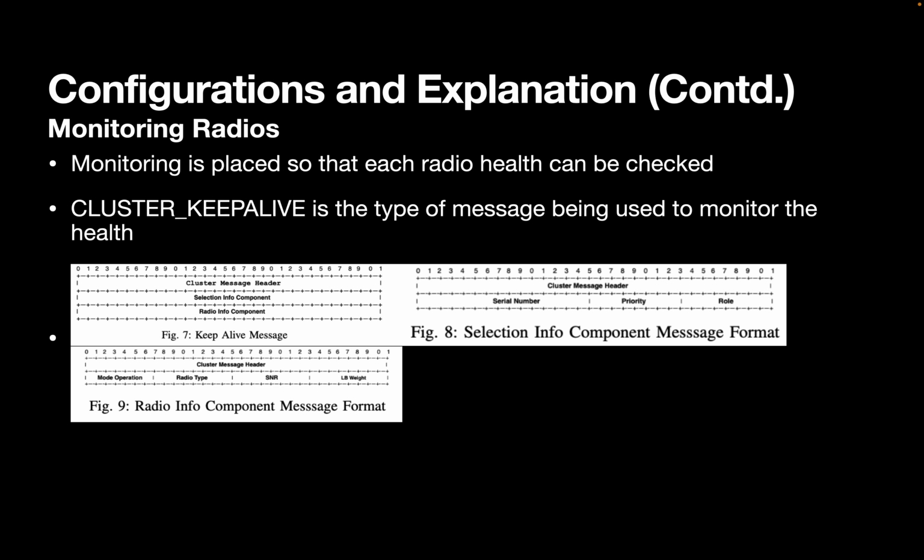The radio info component message format has four things: the mode of operation, which means whether it's an individual routed interface or a spanned Ethernet channel interface; the radio type, which means whether it's a proprietor, organizer or forwarder; the SNR for this particular link; and the load balancing weight. The load balancing weight is a new parameter which we introduced, and it's used for load balancing.